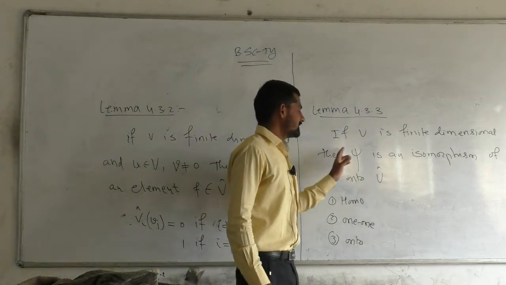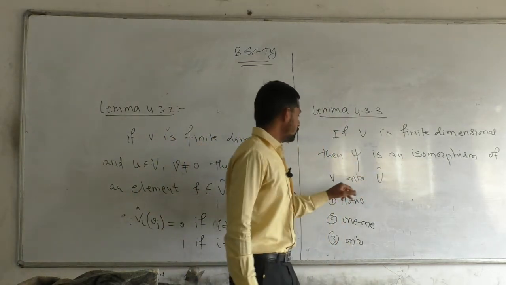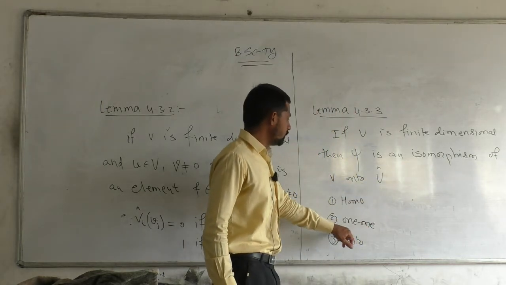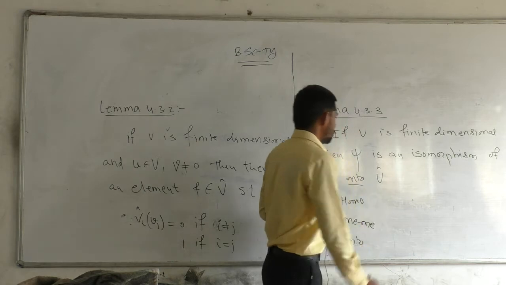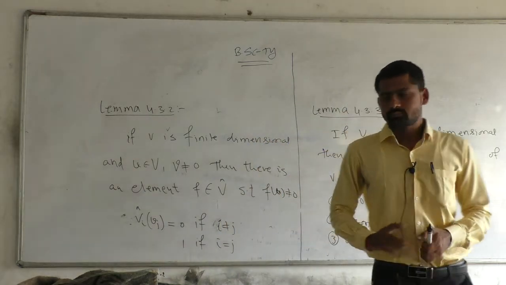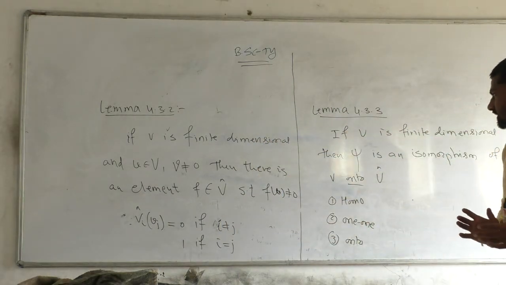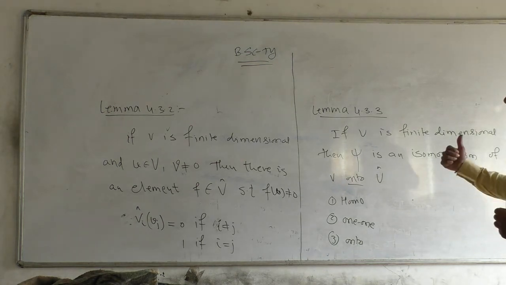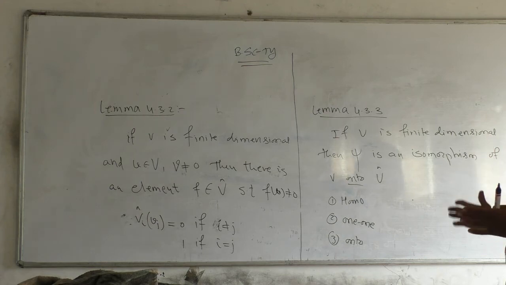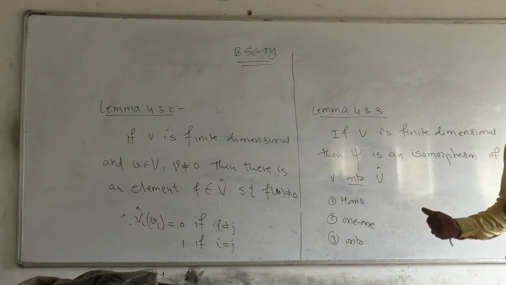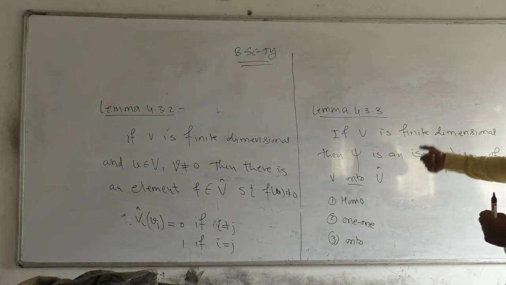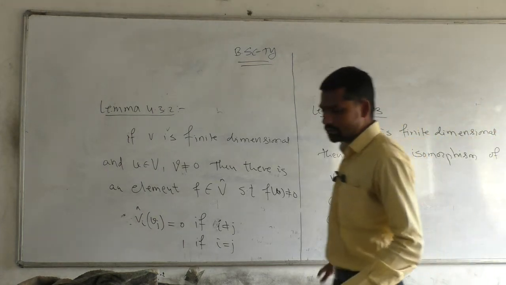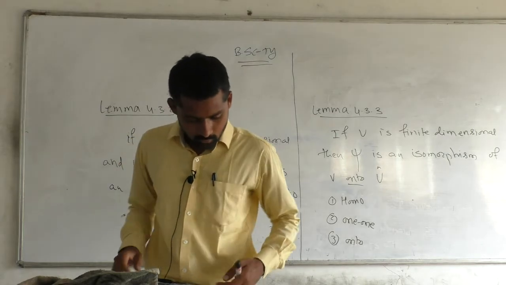Now, given that psi is an isomorphism of V onto V dual, isomorphism means homomorphism and 1-1, and we have to prove onto. And also we know that if the dimensions of two vector spaces V1 and V2 are the same, then they are isomorphic. That is, there must exist one transformation psi such that it satisfies these three conditions. So this is the proof of lemma 4.3.3.